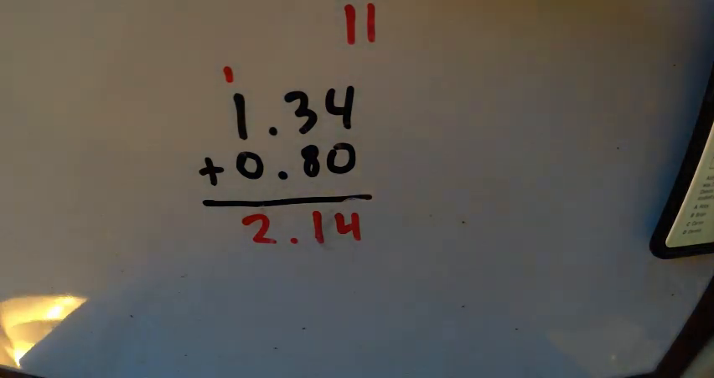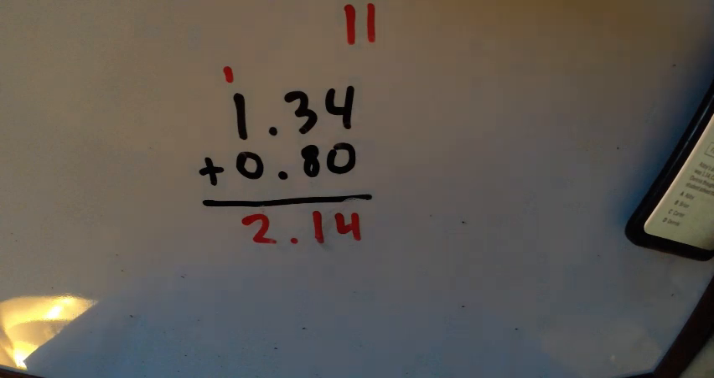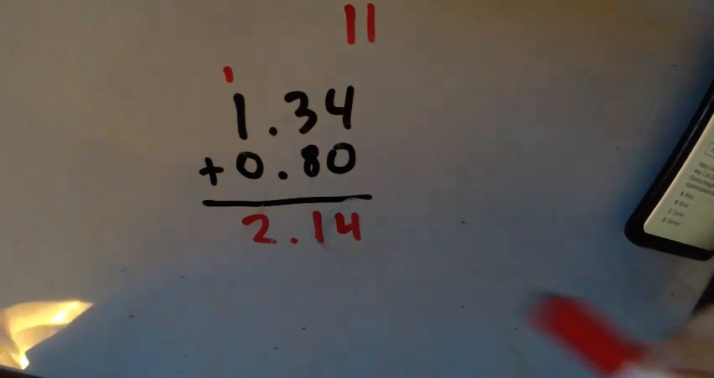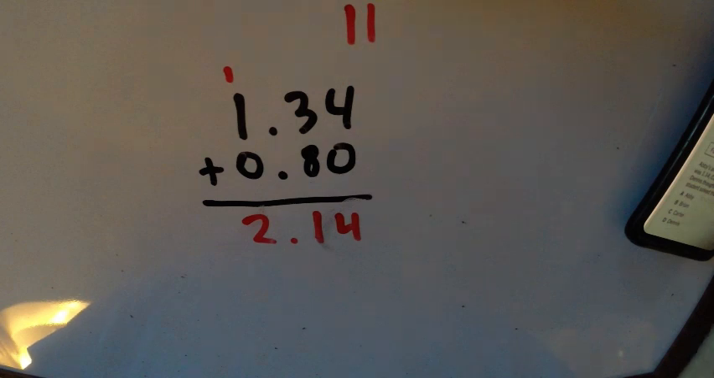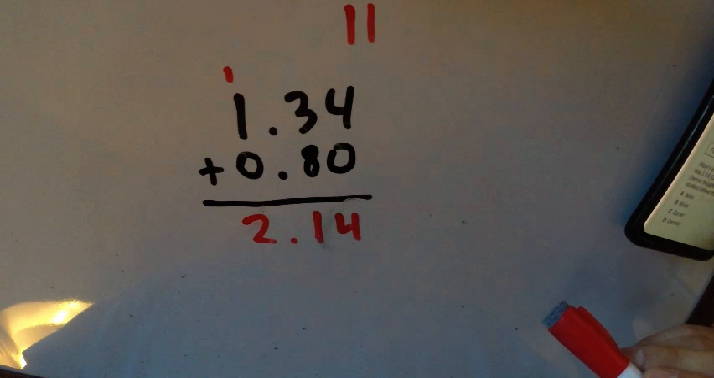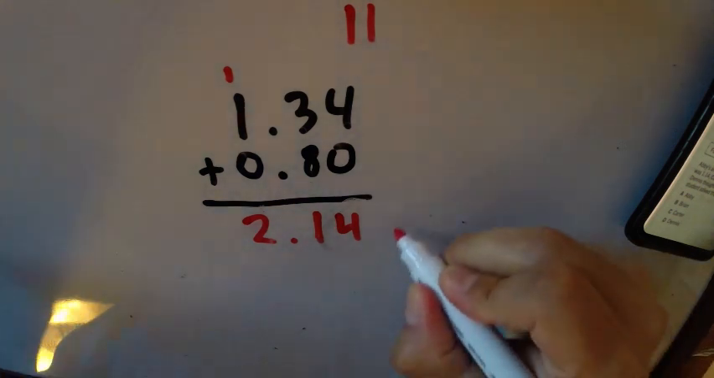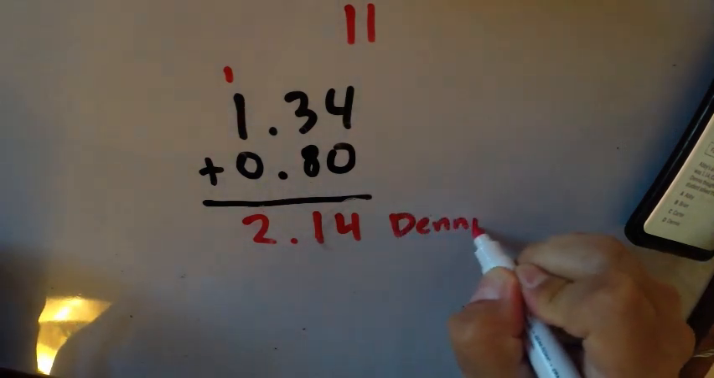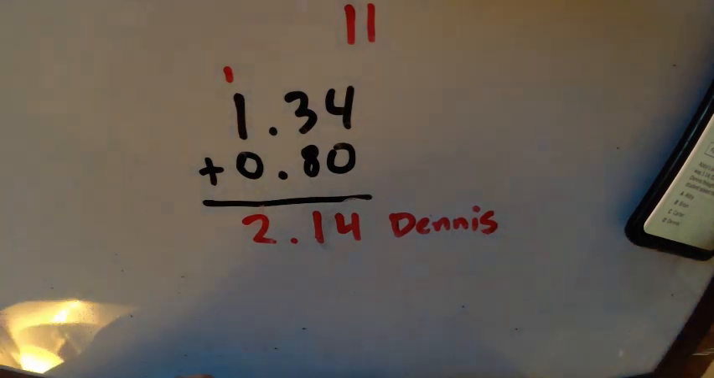Now we're looking at the answers they gave us. Abby's answer was 0.54. That's not the correct answer. Brian's answer was 1.14. That's not what we got. Carter's answer was 1.41. Now it's getting closer, but it's still not the answer we got. And Dennis thought the answer was 2.14. That's the answer we got. So Dennis got it right.